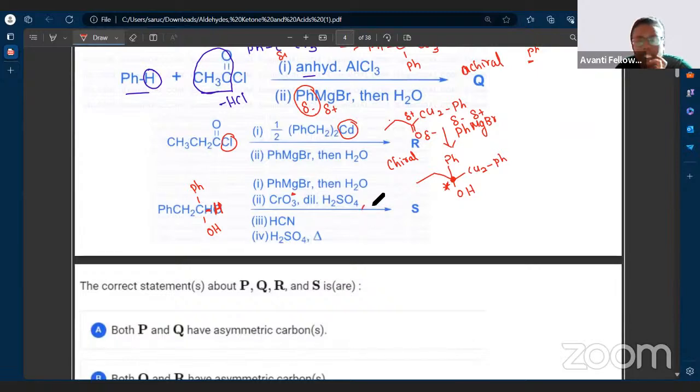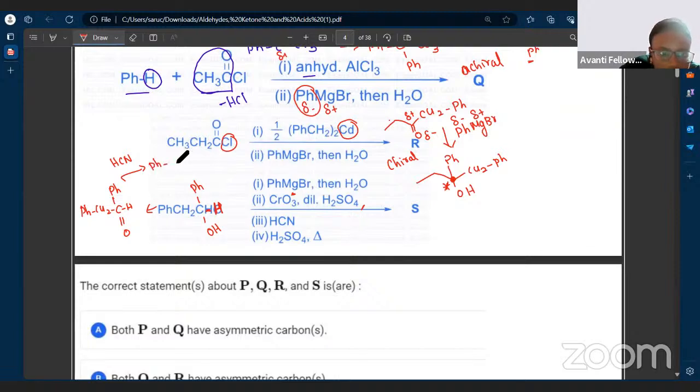CrO3 in the presence of dilute sulfuric acid will convert it to the corresponding Ph C=O compound, the corresponding aldehyde. Then you're treating it with HCN. A carbonyl compound in the presence of HCN undergoes what type of reaction? It will undergo a nucleophilic addition reaction, right? So you'll be getting a cyanohydrin as the product. Oxygen will take up hydrogen.